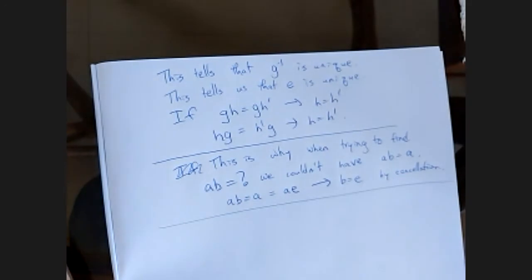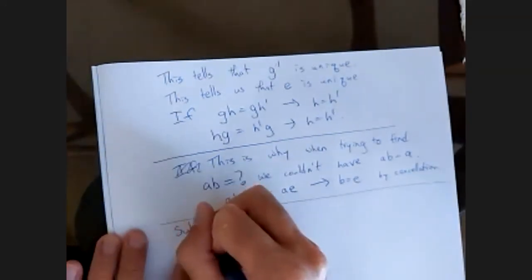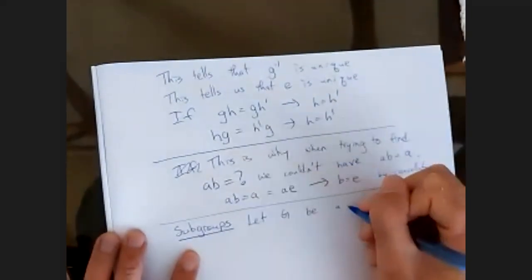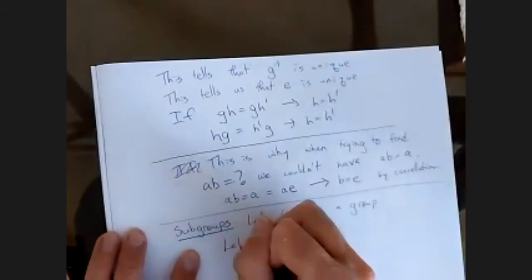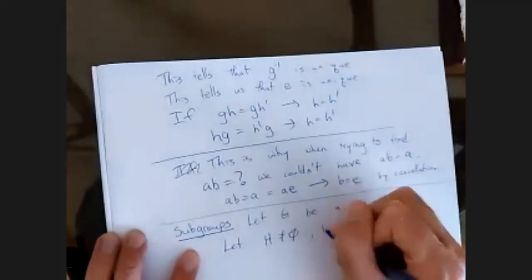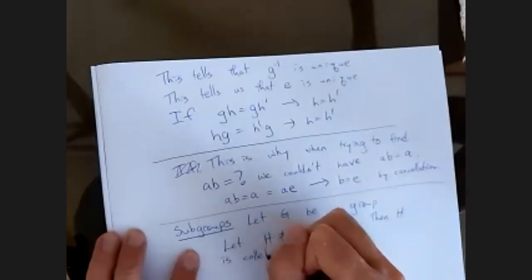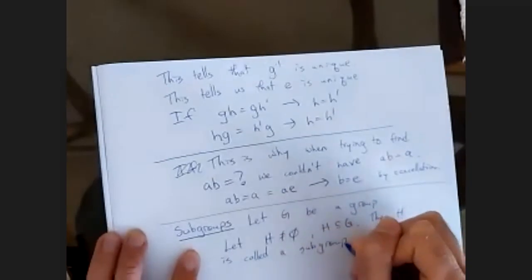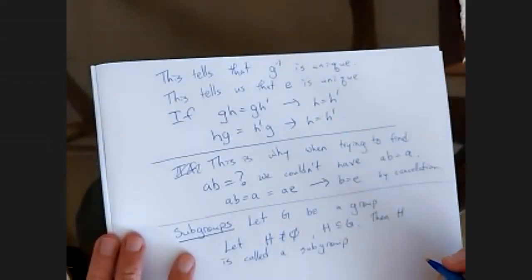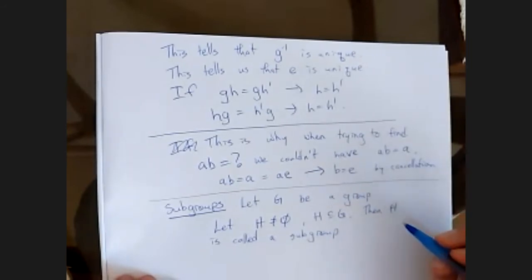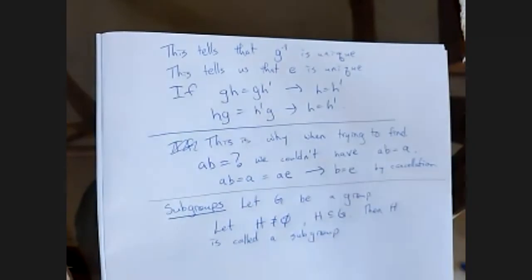We also have a notion of subgroups. Let G be a group, and let H be a non-empty subset of G. H is called a subgroup if, well, what needs to happen? H needs to be a group, but since it's a subset of G, it inherits the multiplication of G. If you take the multiplication of G and apply it to H and you get a group too, then you call H a subgroup.